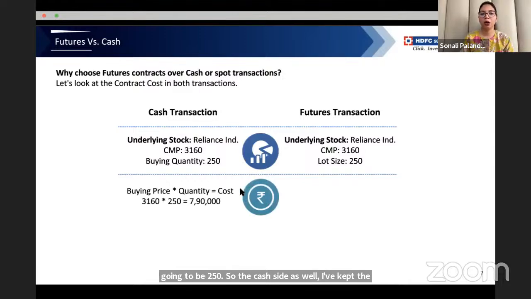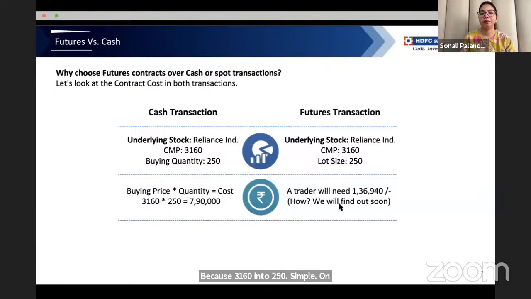Now what is going to be the cost? On the cash side, my cost is going to be 7,90,000. Why? Because 3160 into 250. Simple. On the futures side, a trader who participates in this contract will only have to pay 1,36,940 rupees. Right now, just understand this is the amount that the person will have to pay.